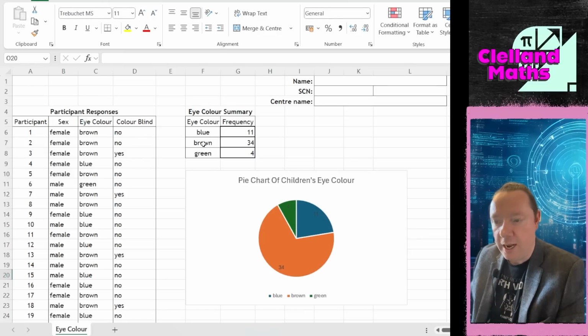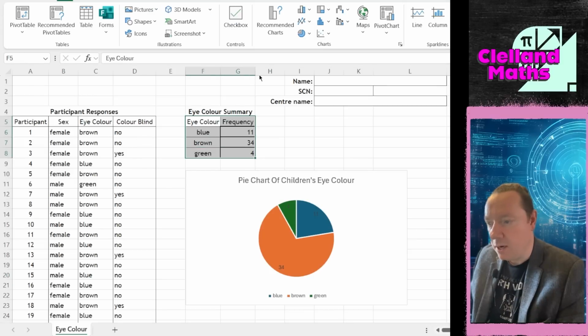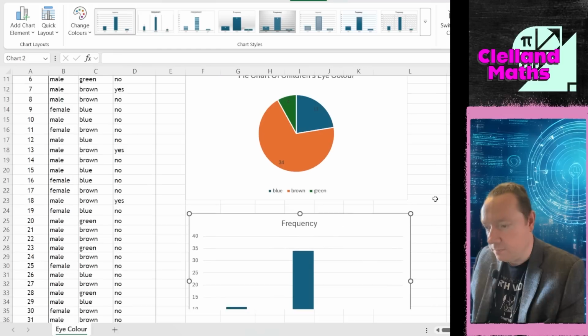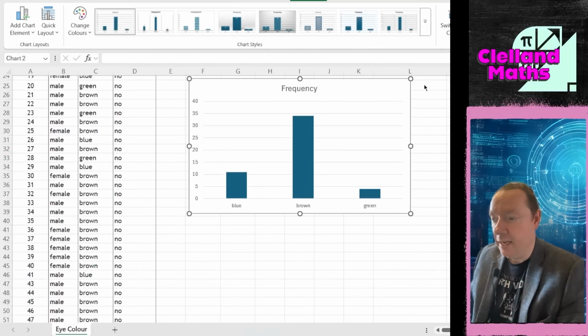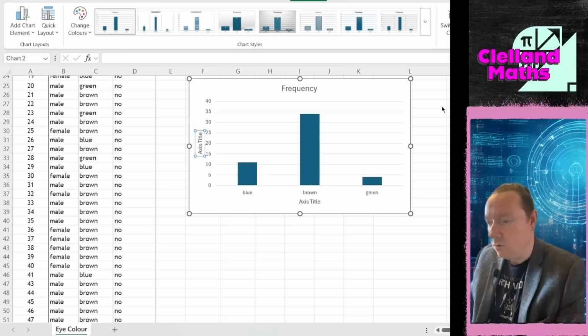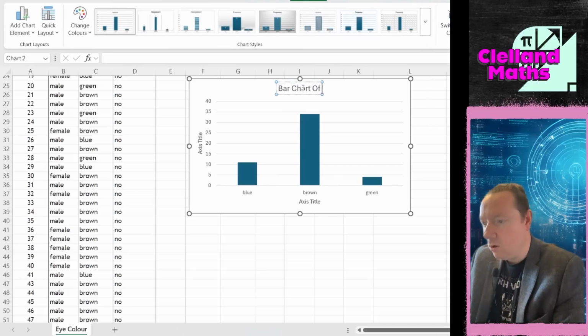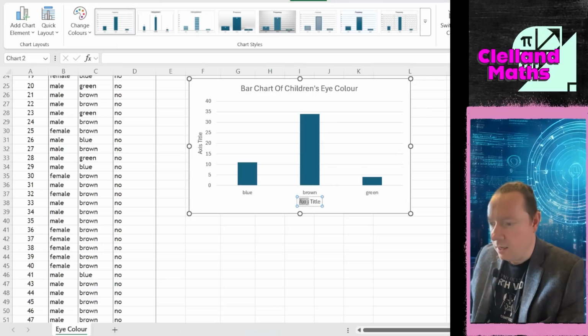I'll show you what you would get if you were to actually pick a different chart as well. Let's pick a bar chart this time. So if we'd done a bar chart instead, you would get something like that. Again, you want your data labels in. So add axis titles. Bar chart of children's eye colour, say. Axis title, eye colour. Axis title, frequency or number. Frequency I'm quite happy with.